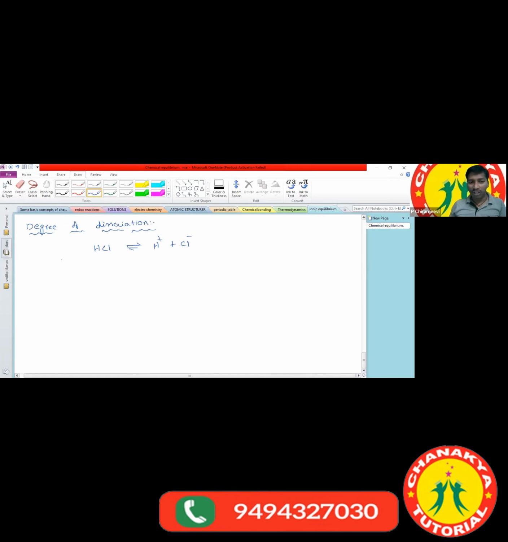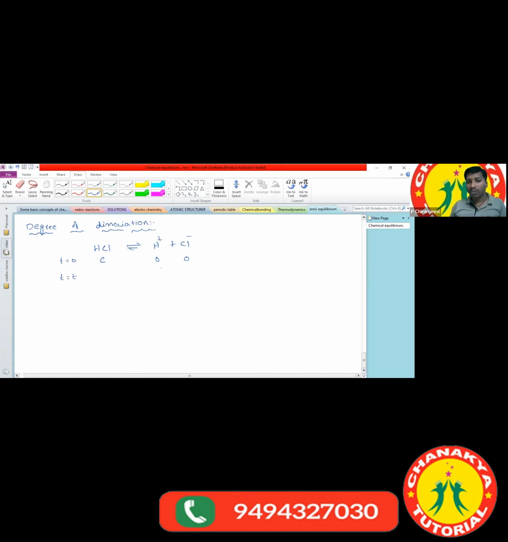At the initial state, at time T equal to 0, the concentration of HCl we take as C. The initial concentrations of the H plus and Cl minus ions are 0, because at the initial stage of the reaction there are no products. Products form by consuming the reactant. Now after some time T, HCl is going to dissociate.